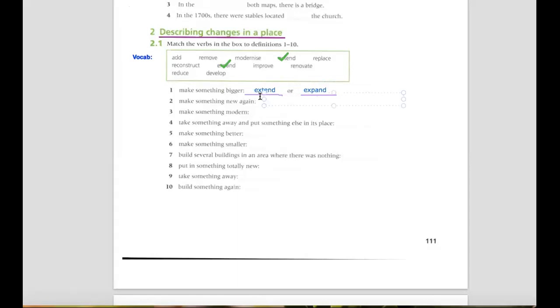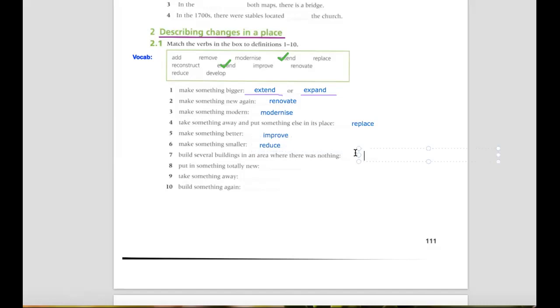So number 2, to make it new again, there are 2 words. We can use the word renovate. Okay, so renovate, like we renovate a house when it gets a bit old and we need to repaint it or fix some things up. To make it modern, the word that I told you already when talking about the roads, modernize. Okay, to take it away and put something in its place, we replace it. To make it better, improve it. To make it smaller, reduce it.